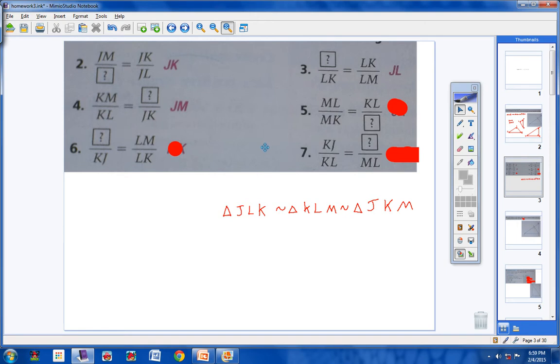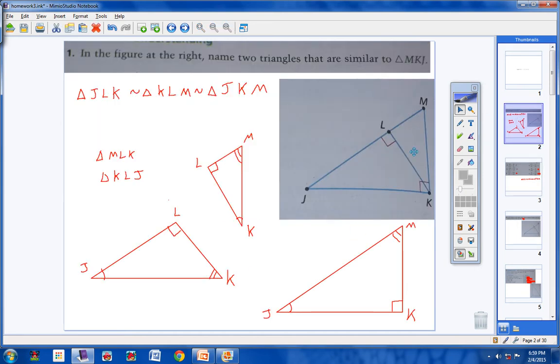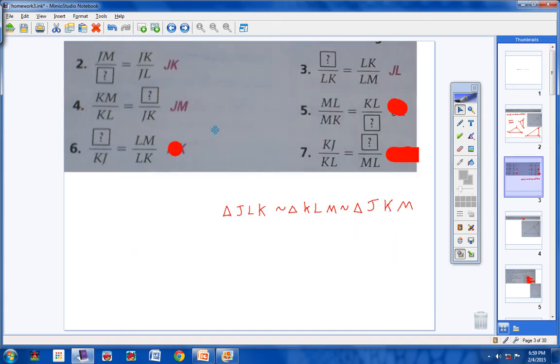Let me pause and say this again. I'm not bragging, I'm trying to tell you guys. Do you not see how amazingly important it was to start off like this? Take this big triangle, break it down to little triangles, and then write your similar statement. That's so helpful. Okay, number 5, we have ML over MK.